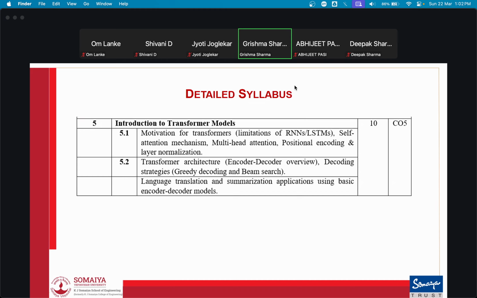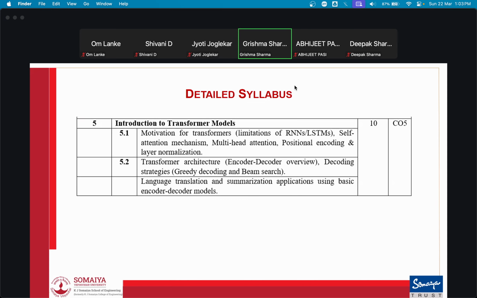This particular architecture consists of both encoder and decoder. We will cover the encoder-decoder methodology along with greedy decoding and the beam search method, that is, how the transformer emits each and every word at the output, and what the different probabilistic search methods are. That we are going to study in module number 5, along with applications like language translation and summarization using the basic encoder-decoder model. Here we are going to cover the fundamental block diagram of any LLM, that is, a transformer model, and how the transformer model basically works.